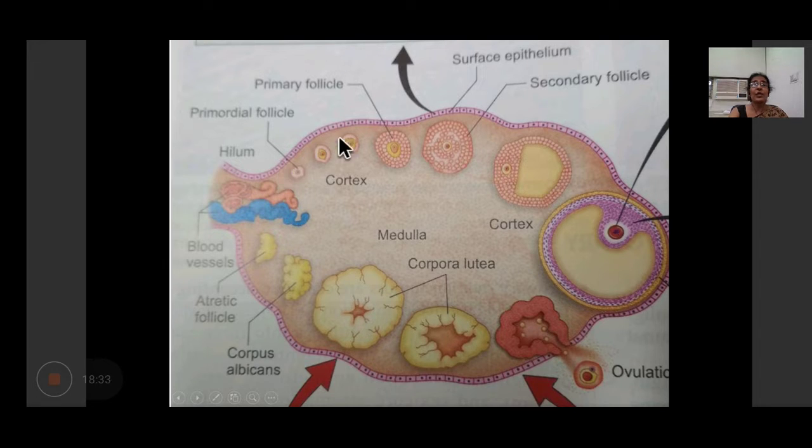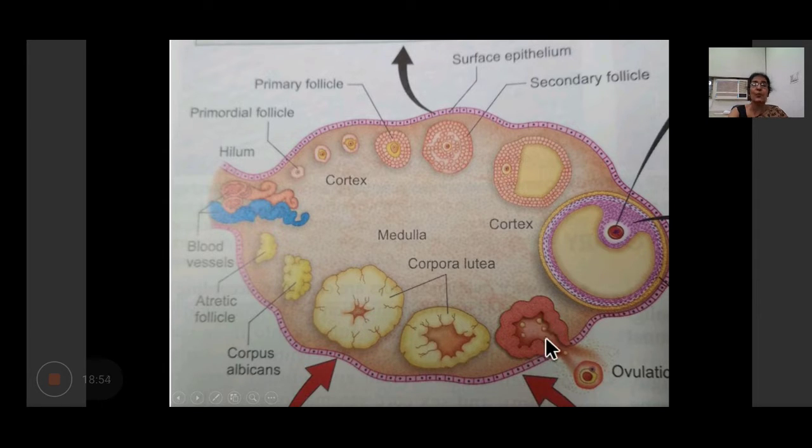Then we have the primordial follicle, primary follicle, the secondary follicle, and a tertiary follicle, in the center of which is an ovum, and it is lined by the theca interna cells and the theca externa cells. And then the ovulation occurs. Then the center of the cavity through which the ovum has been released will be filled with blood.